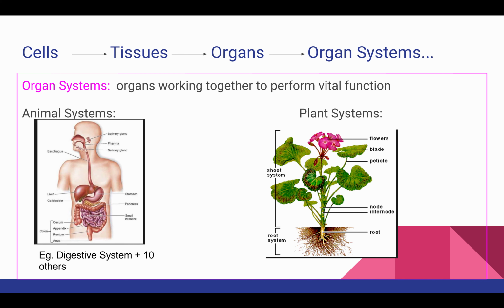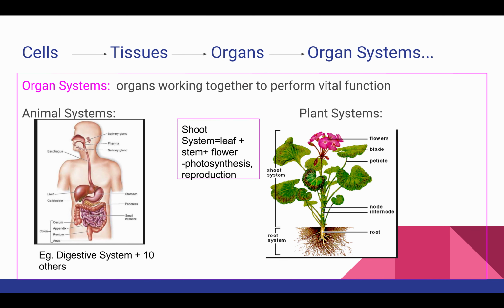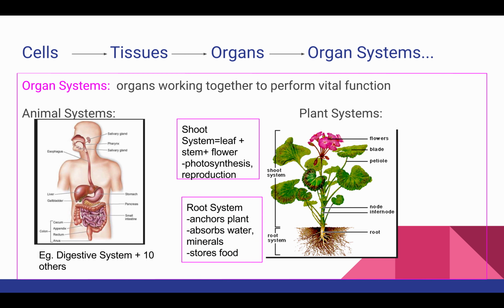Plants also have organ systems as well, and we generally organize them into two regions. We have the shoot system. That tends to be your leaf, your stem, and your flower. The parts of the plant that are above the ground. And those parts are important for photosynthesis and for reproductive processes for the plant. Under the ground, you have the root system. The root, again, is the anchor. It absorbs water and minerals. It stores the food. So the organ systems in plants are arranged in the above ground organs and the below ground organs.